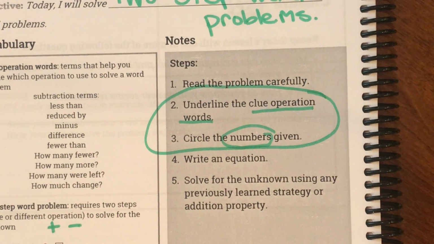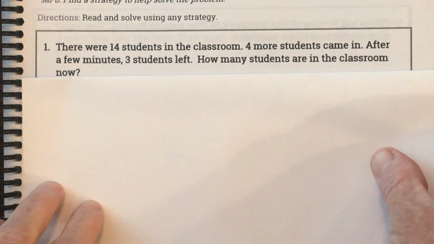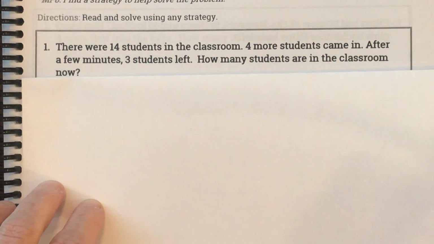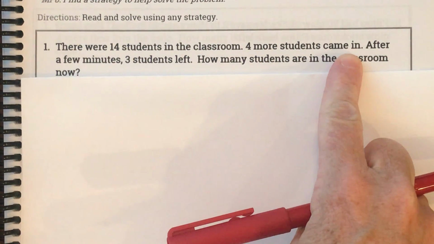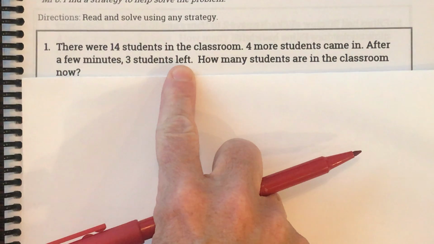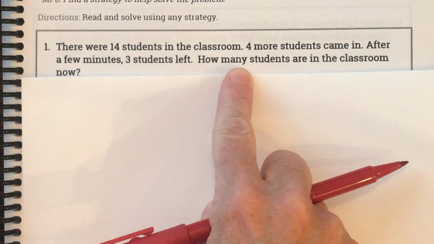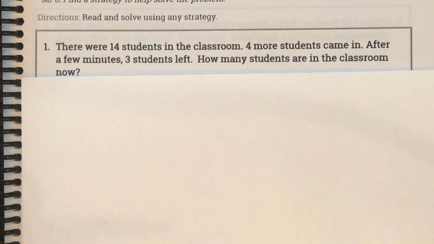And here is my first problem. It says, there were 14 students in the classroom. 4 more students came in. After a few minutes, 3 students left. How many students are in the classroom now? Okay, so let's look at that.